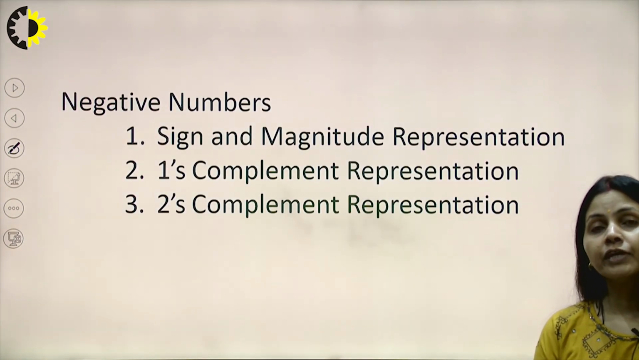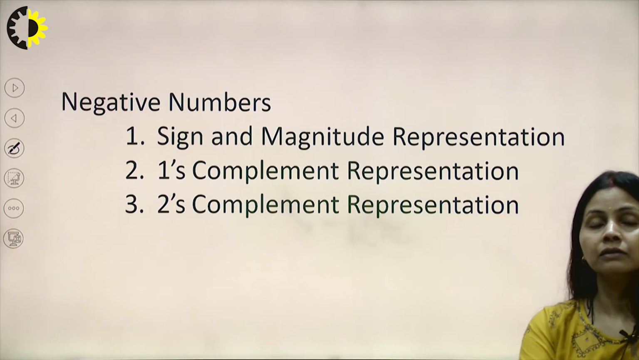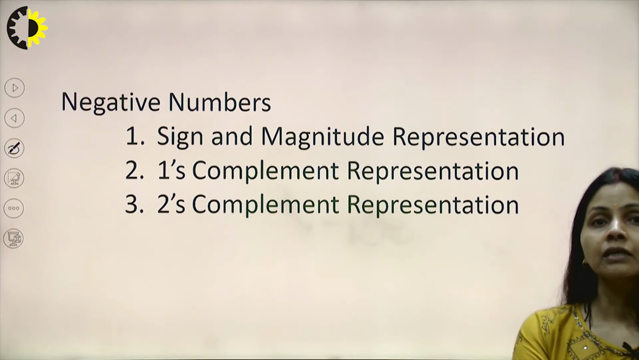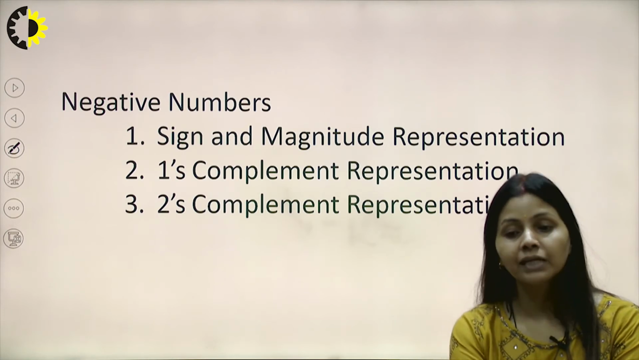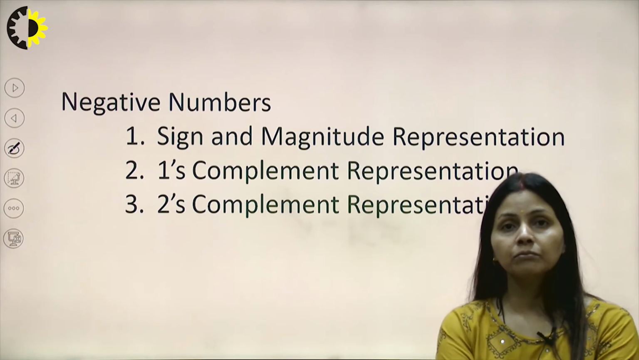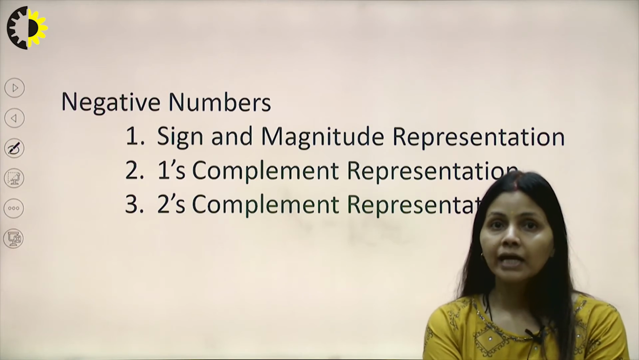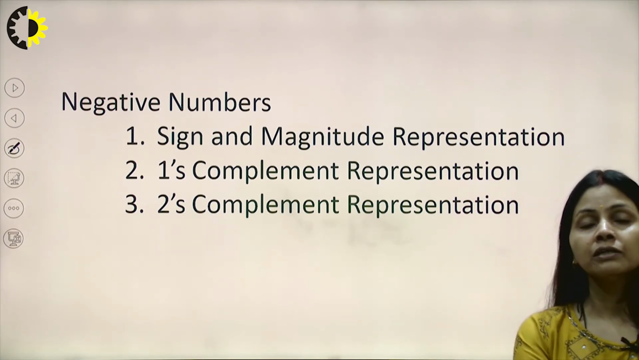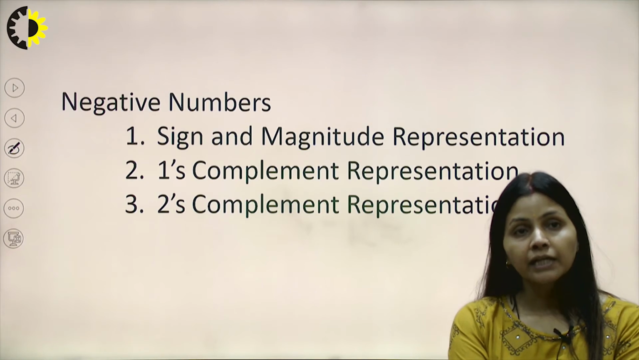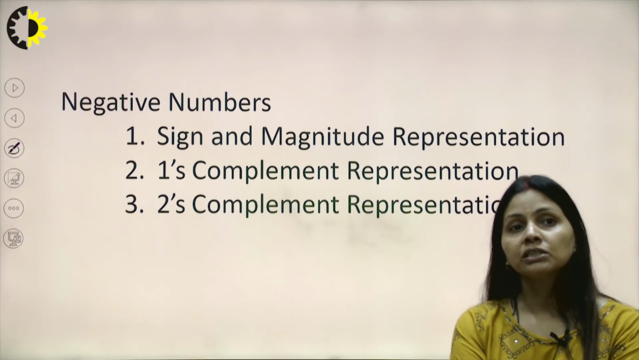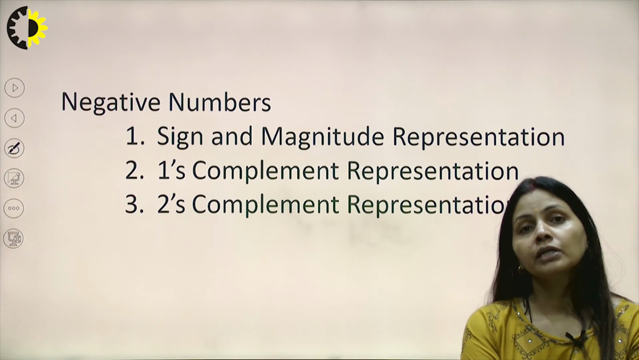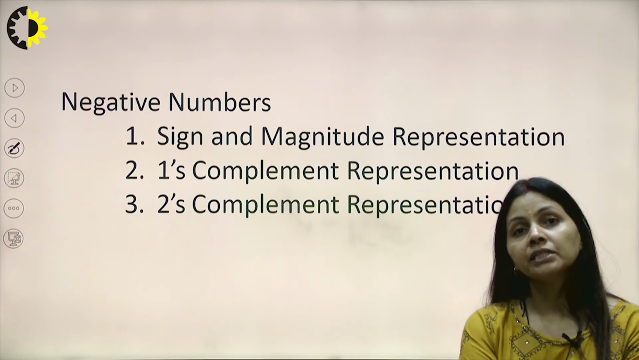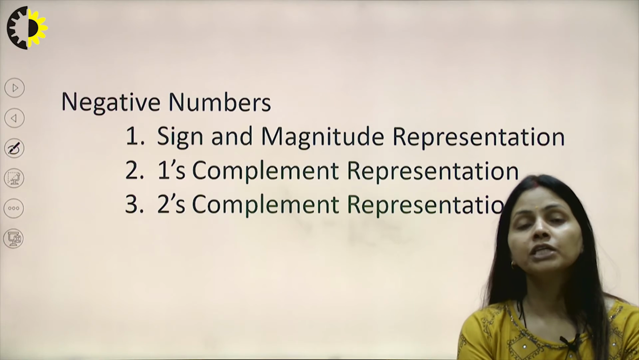Now coming to a very important number scheme, that is signed numbers. How to represent a negative number in its binary form? First is sign and magnitude representation, second is 1's complement representation, and third is 2's complement representation. Negative numbers can be represented by any of these three methods.